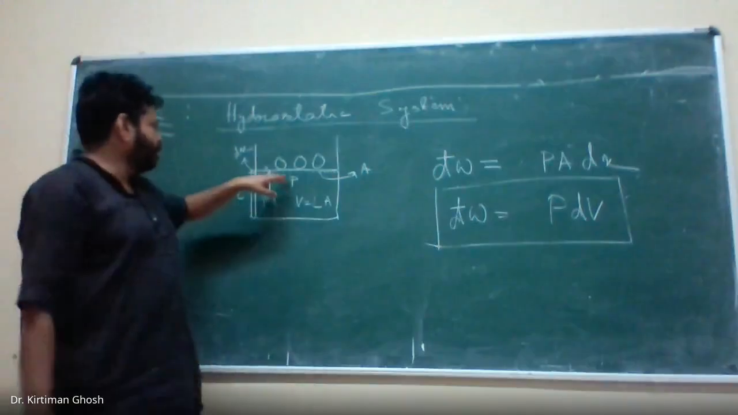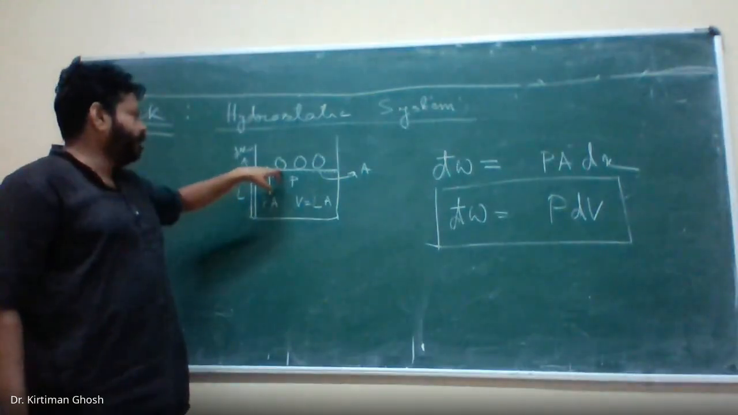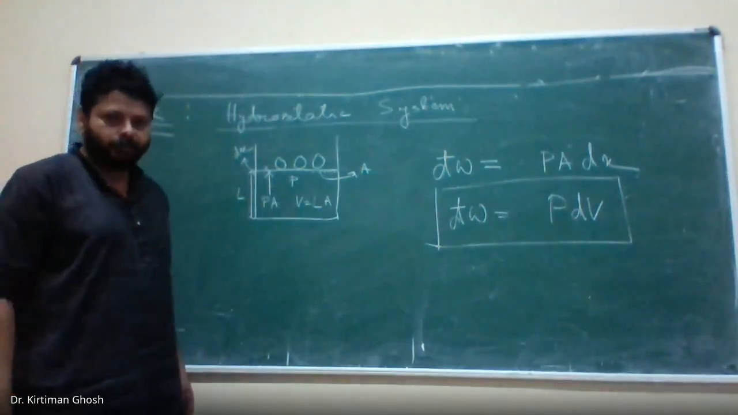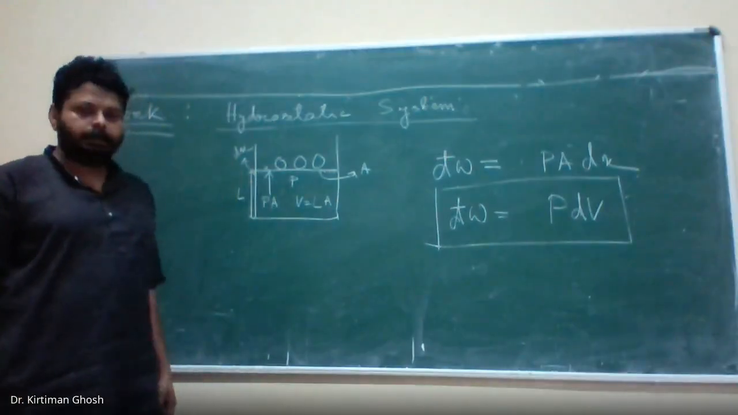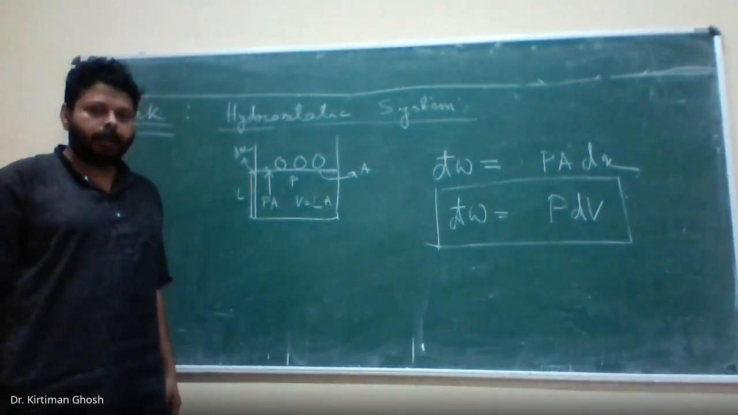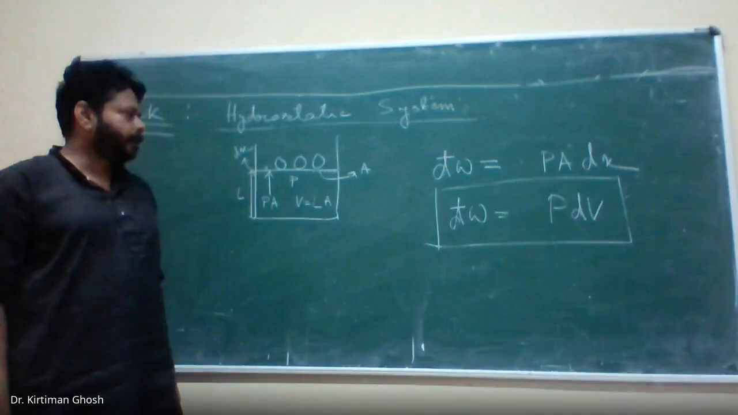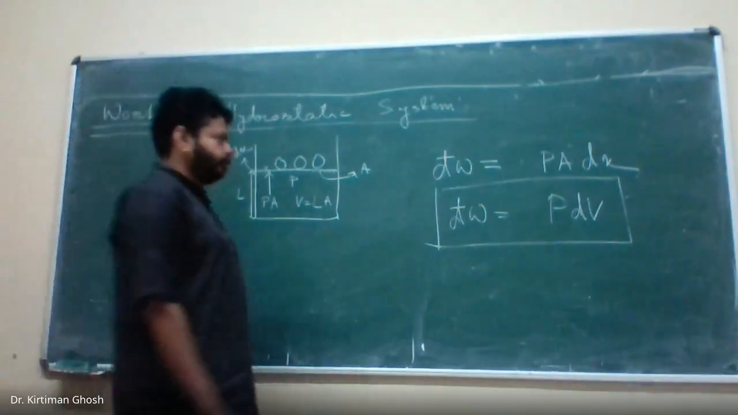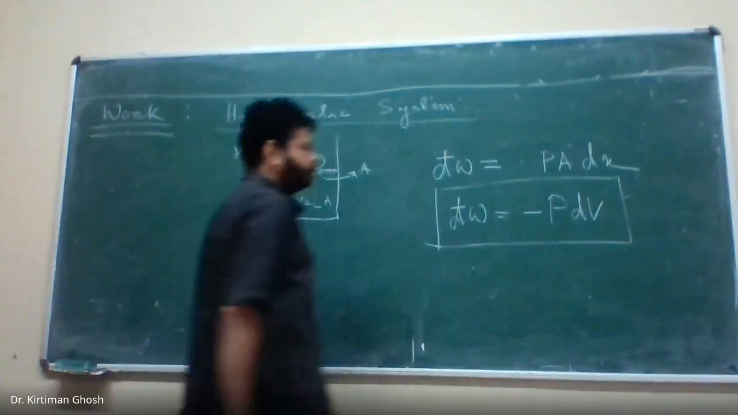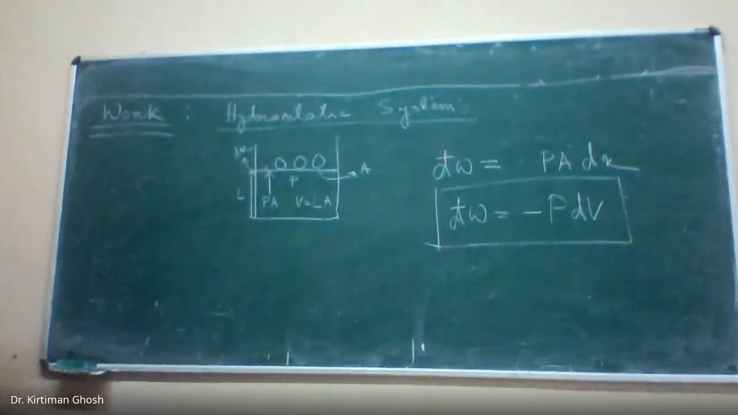Now you see, what is the value of dV in this case? dV is the change in volume, right? In this case, the volume is decreasing. So dV is negative. So this is the convention, how you define your dV.